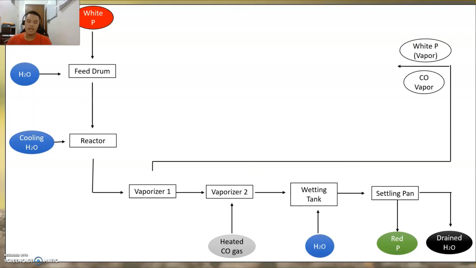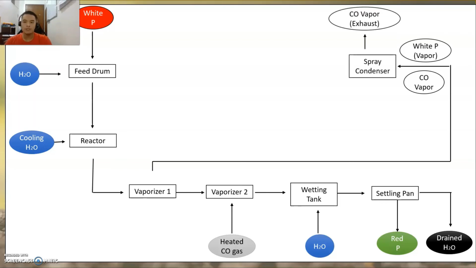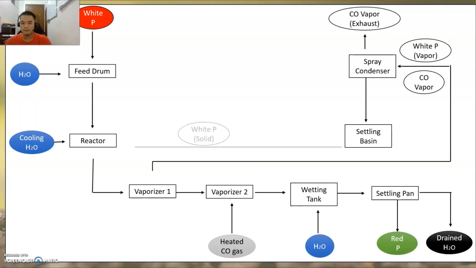So remember that one of the outputs of the vaporizer is a mixture of white phosphorus vapor and carbon monoxide vapor. Well, this stream is fed into a spray condenser where one of its outputs is carbon monoxide vapor, which is exhausted from the spray condenser, and the other, a slurry, is fed into a settling basin. Then one of the outputs of the settling basin is solid white phosphorus, which is recycled back into the raw white phosphorus feed stream towards the feed drum. So this is where the recycle comes into place.